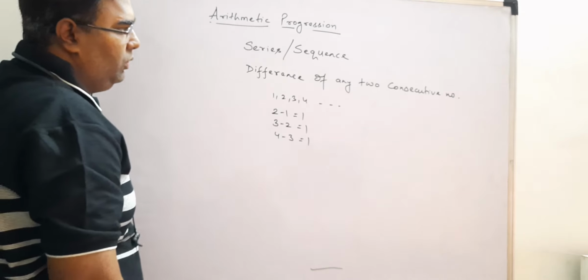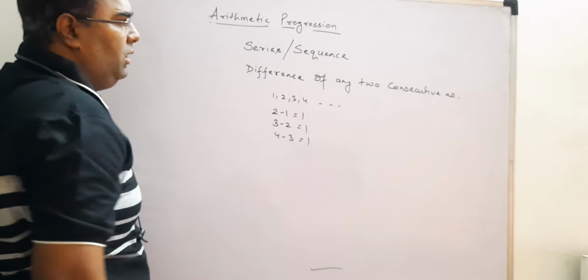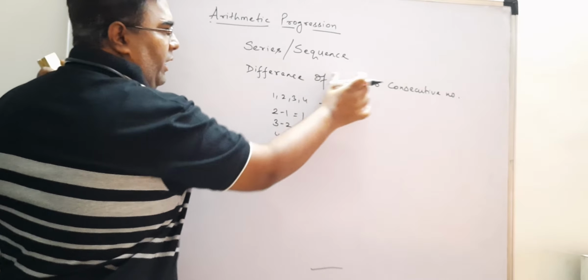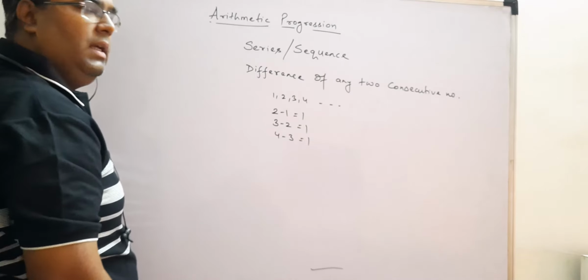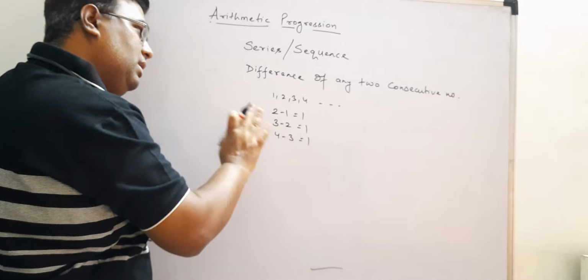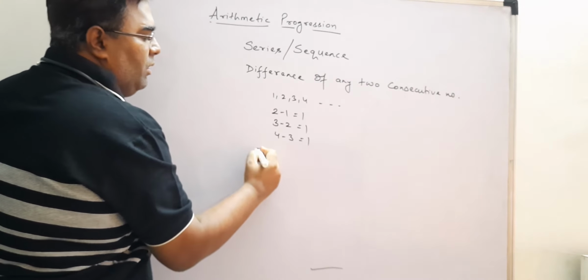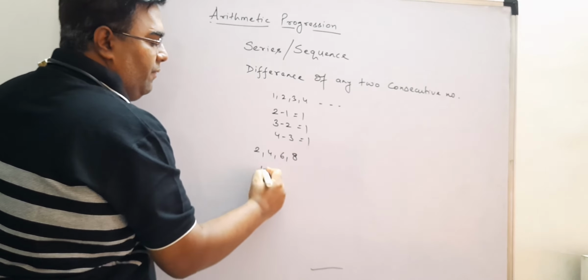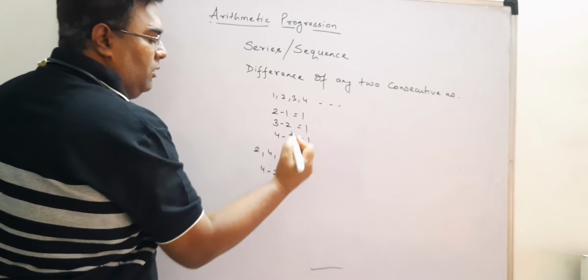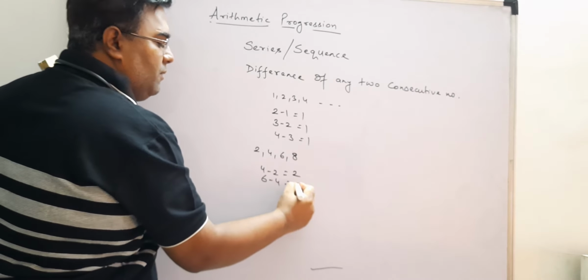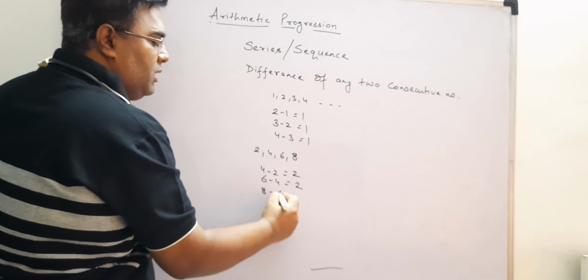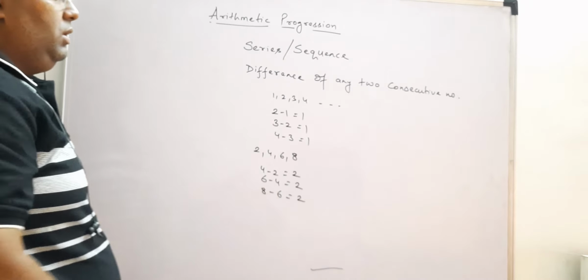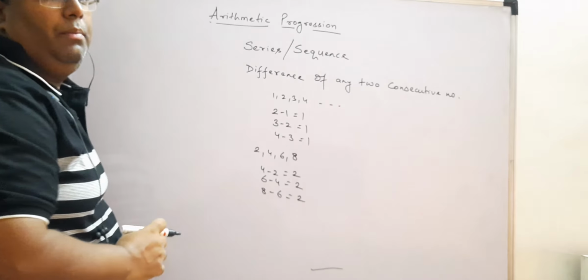Got it? So, arithmetic progression is a series or a sequence whose difference of any two consecutive numbers is always the same. Not necessarily 1, but the same. For example, 2, 4, 6, 8. Here, 4 minus 2 is 2. 6 minus 4 is 2. 8 minus 6 is 2. Got it? So this is the concept of arithmetic progression.